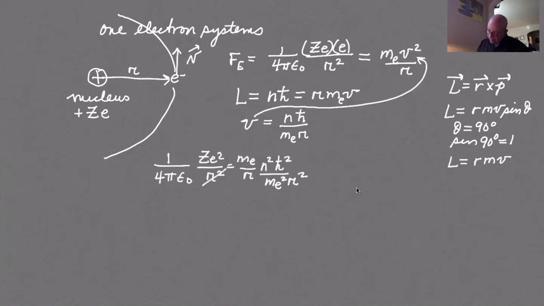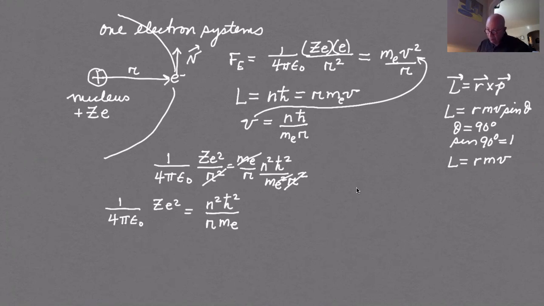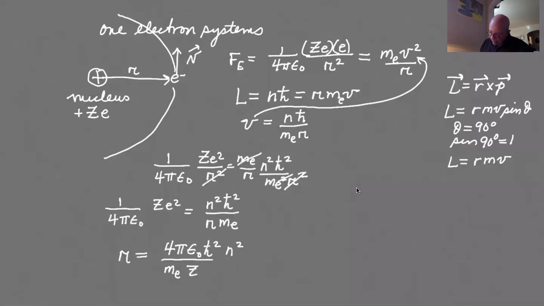Okay, so these go. And so we're left with 1/4πε₀. One of the masses goes with one of those. So it's going to be Z e squared equals n squared h bar squared over r times m sub e. And I think we're good here. So we can solve for r. r then is going to be equal to 4 pi epsilon 0 h bar squared n squared all over m sub e times Z e squared.